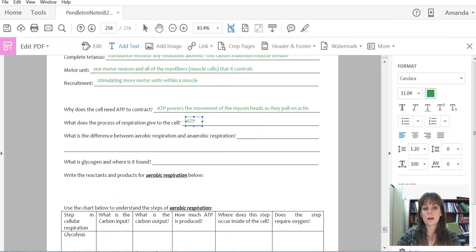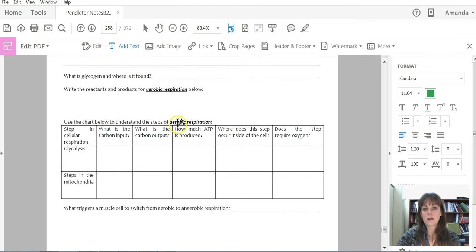So if you're following along on your notes packets, here we're talking about aerobic respiration. We start off in glycolysis. We start off with glucose, and we break it into pieces. We get 2 pyruvate molecules, and through this process, we produce 2 ATP. This occurs in the cytoplasm, and this step does not require oxygen.